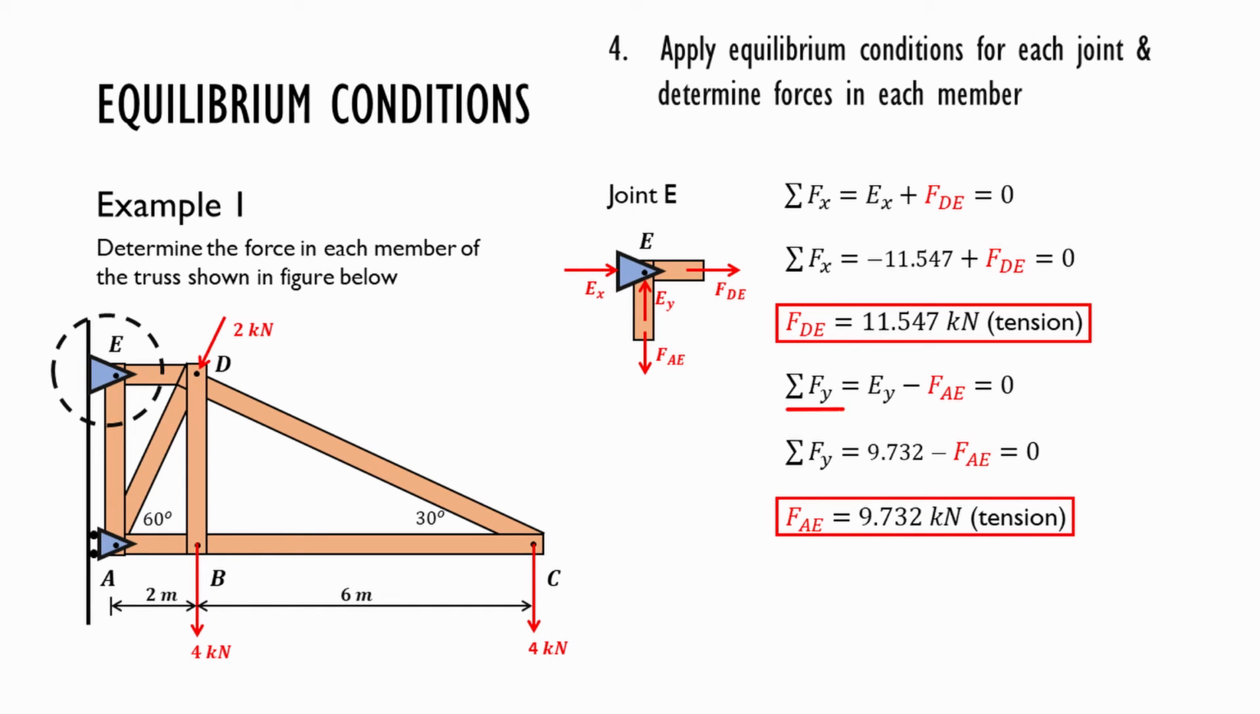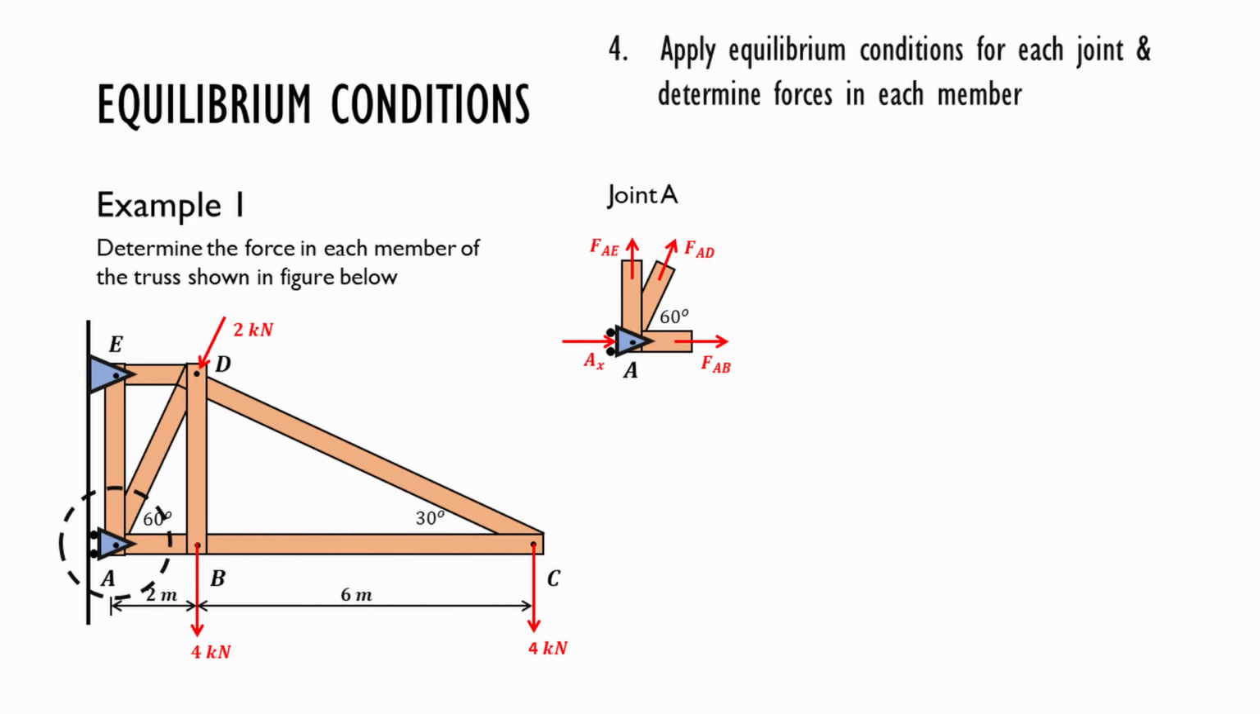Otherwise, it's in compression. Next, we sum all the forces in y direction. Sigma Fy equals Ey minus Fae equals 0. Since we already know Ey as 9.732, we can solve for Fae, which is 9.732 kilonewton. And it's positive, so it's in tension.